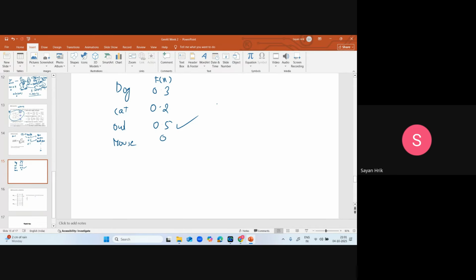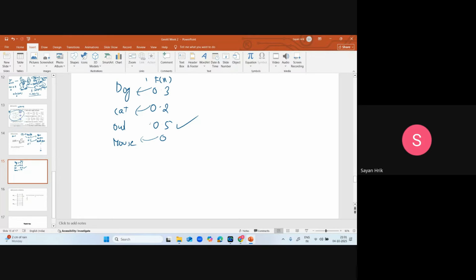I can, right? If you see the probabilities, I'm saying there is a 30% chance it's a dog, 20% chance it's a cat, 0% chance it's a mouse, and 50% chance it's an owl. So I can classify it as an owl, based on my probabilities. I can do that, right?